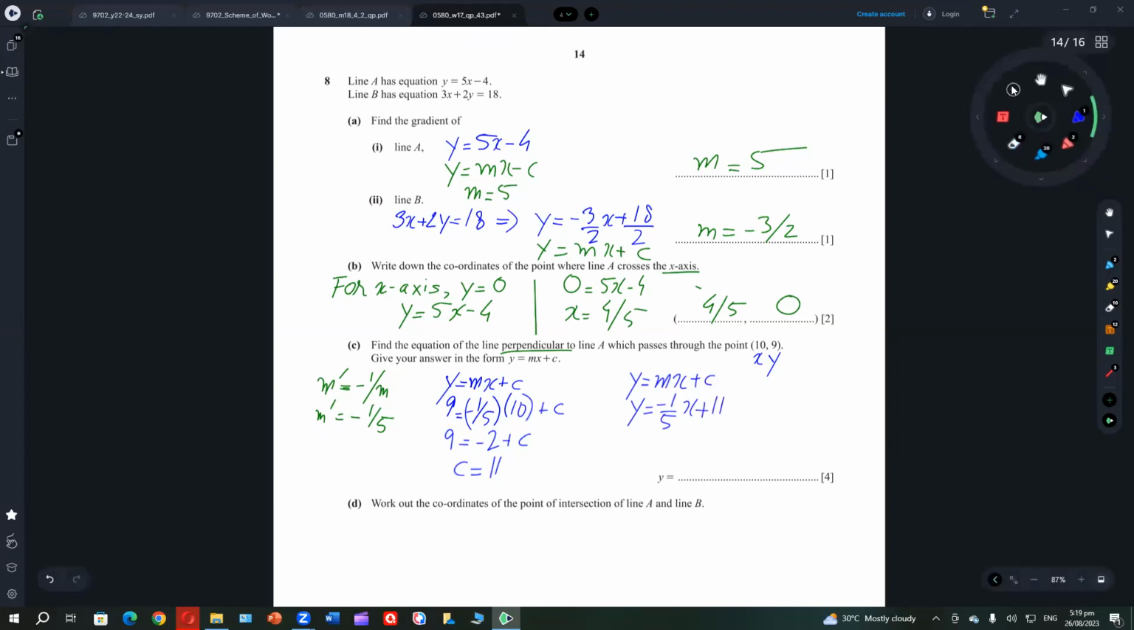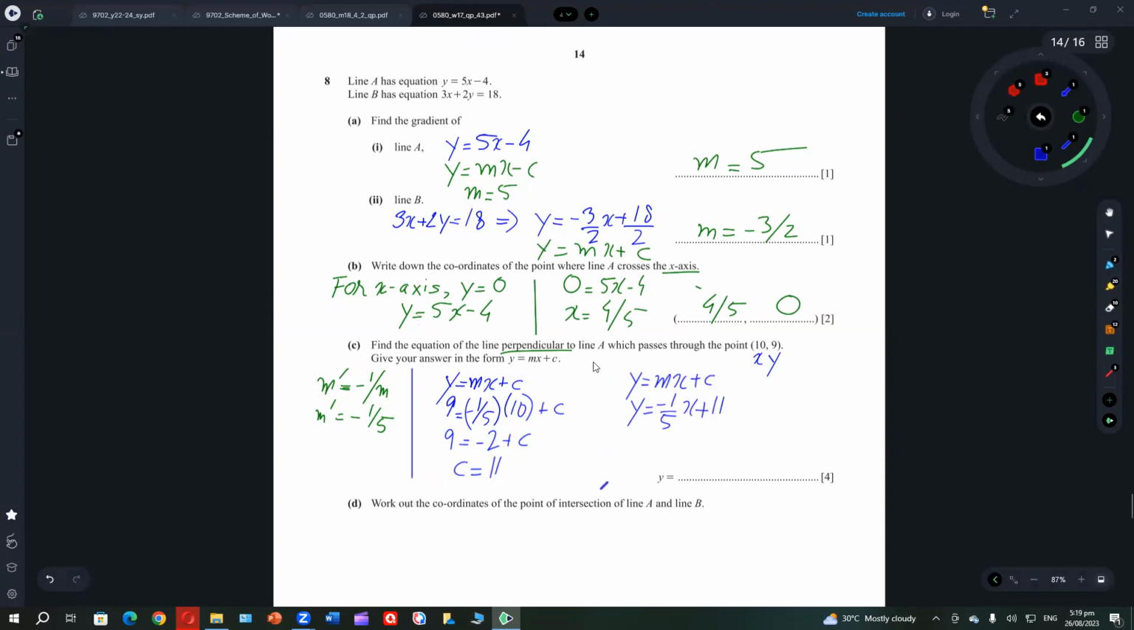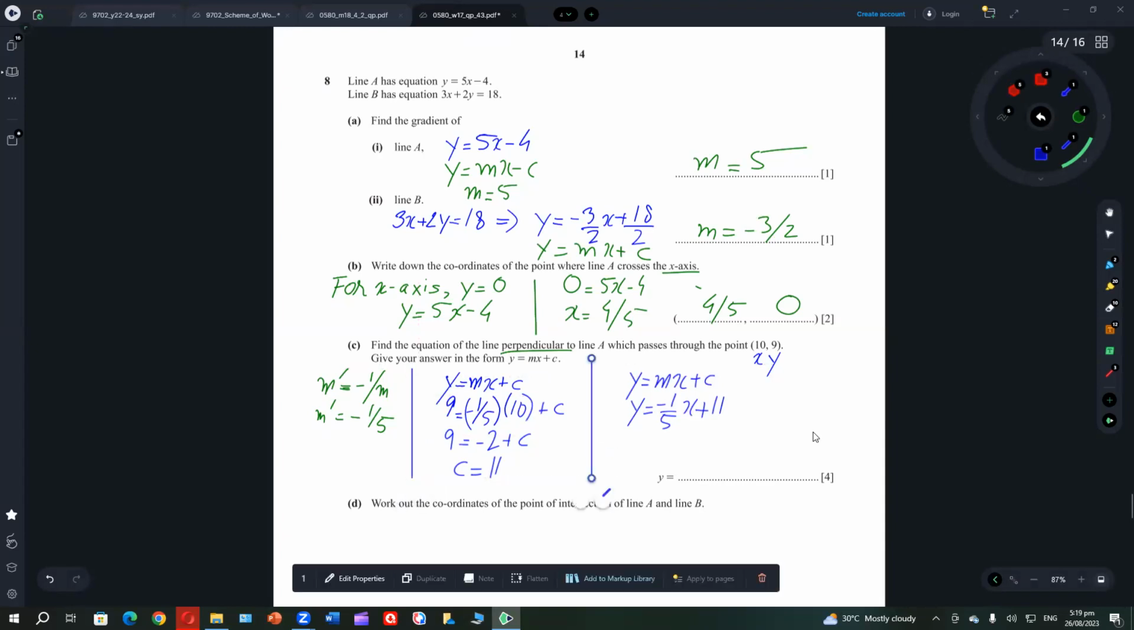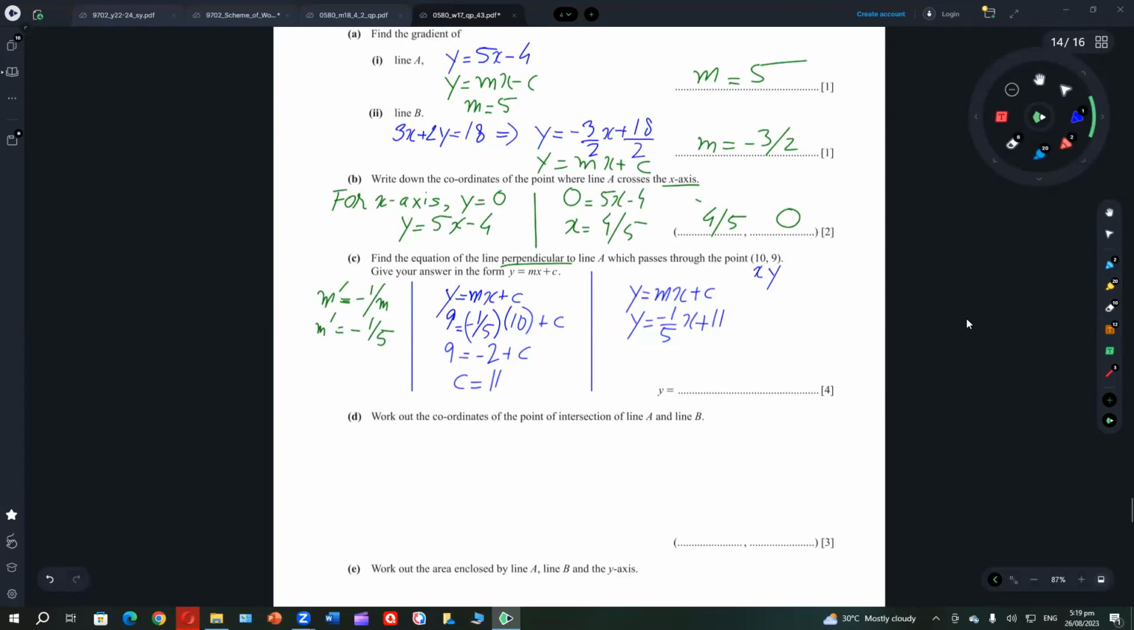So you put the gradient, and then after putting the gradient, you have to find the equation of a line. First you find c. Point of intersection of line A and B.